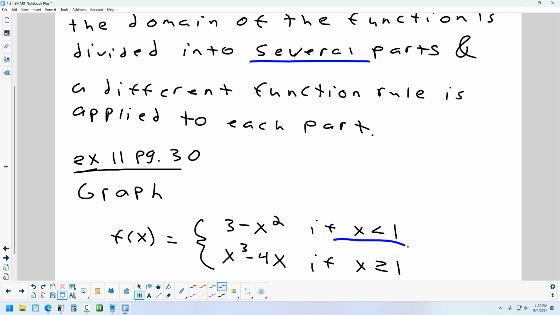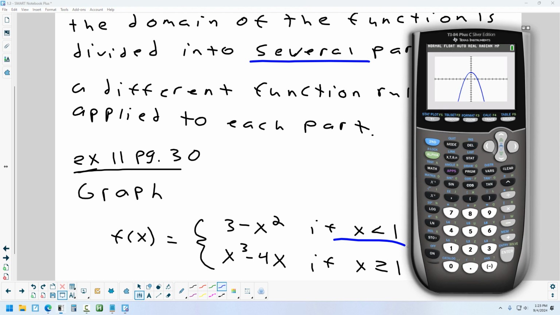Why can't you just ignore it though? Because what we're looking at is how do you graph this on the screen. So this is not that yet. So to graph that, next to it in parentheses, you're going to type in x is less than 1.